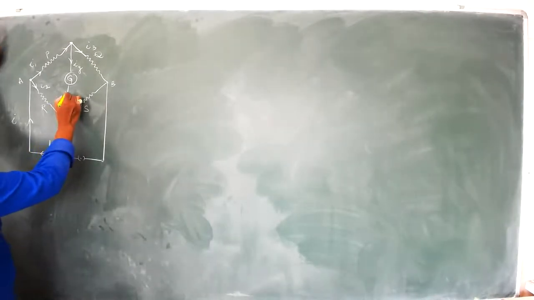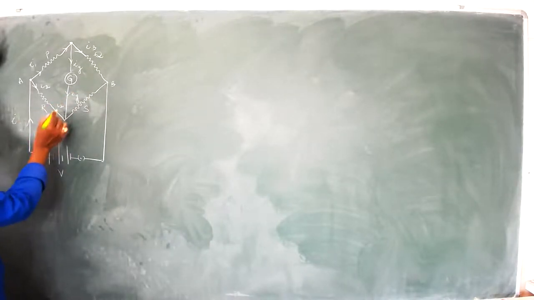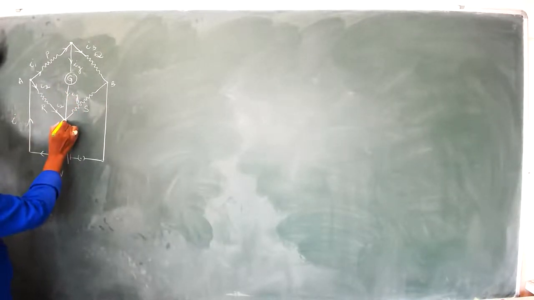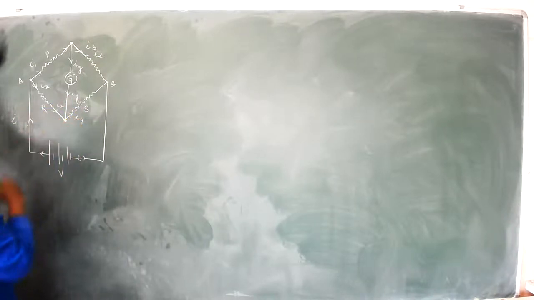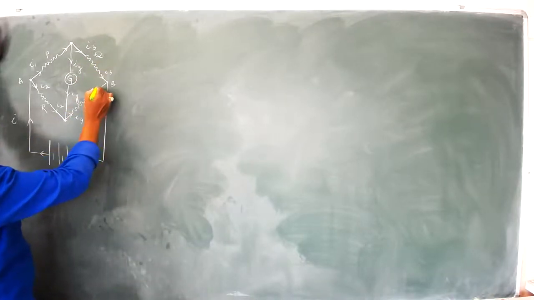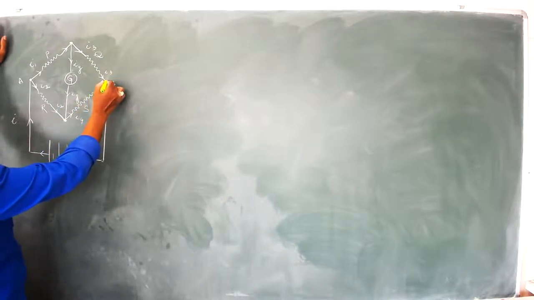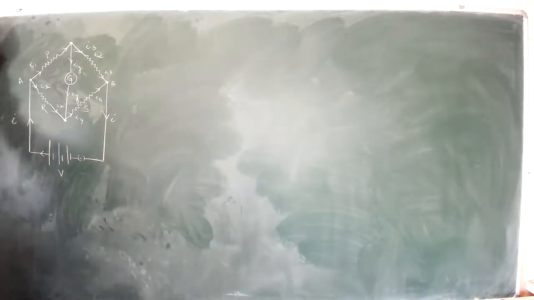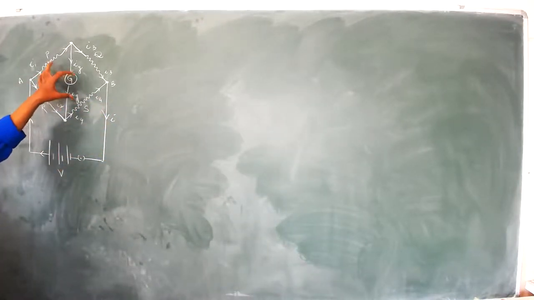So IG will be coming this side, and at the same time, I2 will be coming in this direction. This I2 and IG both combine together at this point, then in the form of I4 electric current passes. Now I3 is coming this side, and I4 is coming this side. Again I3 and I4 both combine together, and in the form of I, electric current reaches the battery. So that's what happens in the Wheatstone's bridge.